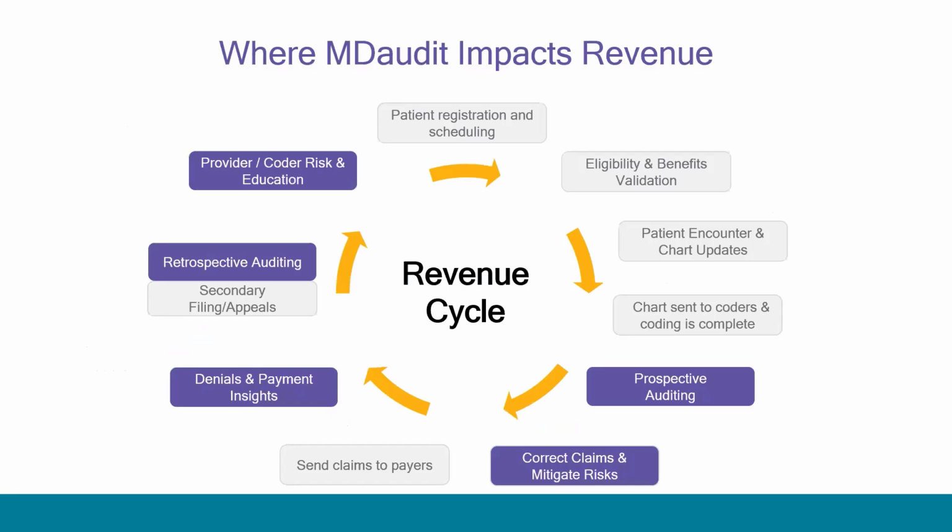MDaudit Enterprise impacts the revenue cycle in a few places. It enables prospective auditing to allow auditors to catch billing or coding errors before the claim is submitted to help speed up reimbursement and improve cash flow. You can use MDaudit to gain insights into the reasons for denials, allowing you to avoid them moving forward. The retrospective auditing tools allow you to take a risk-intelligent approach to auditing to be more efficient and effective. And most importantly, MDaudit allows you to identify areas of compliance and revenue risk and provides the tools to help educate so you can enable improvement moving forward.